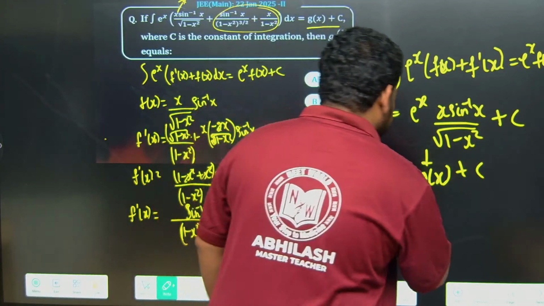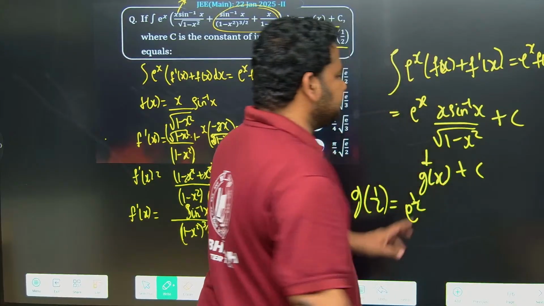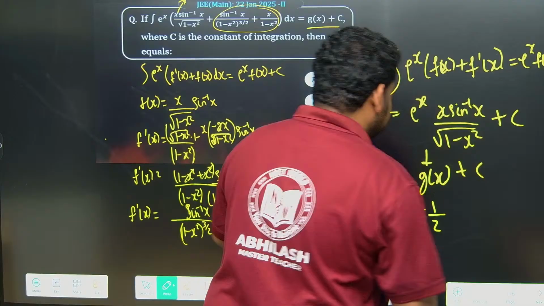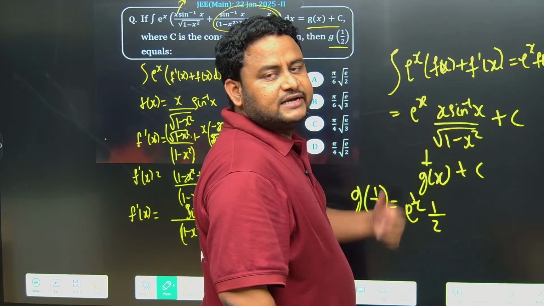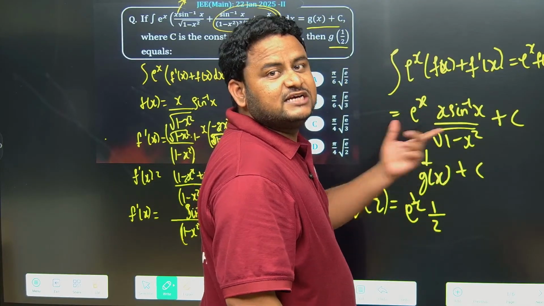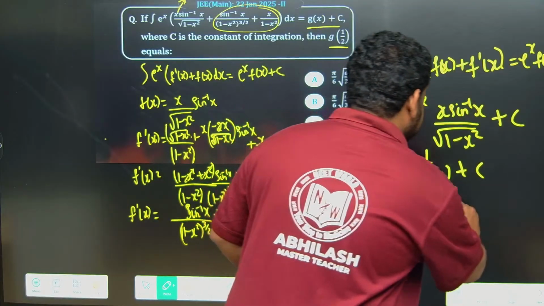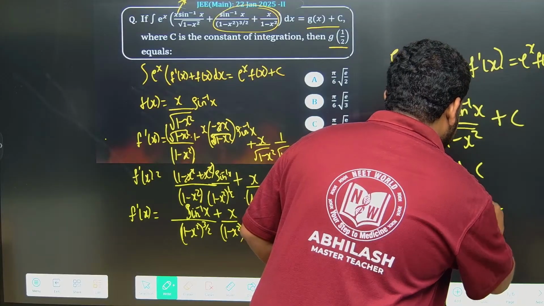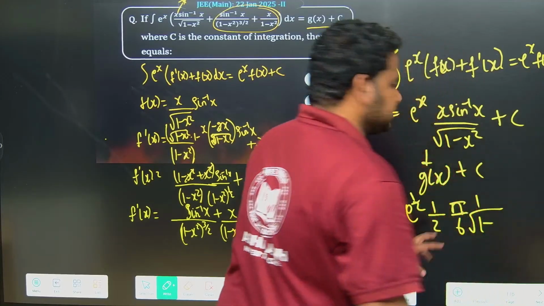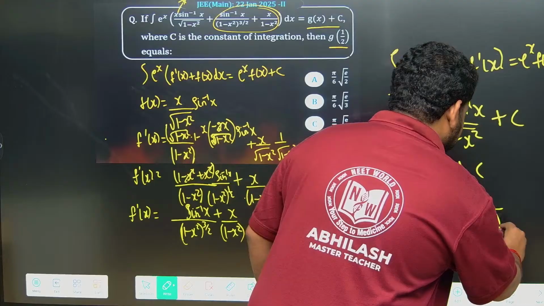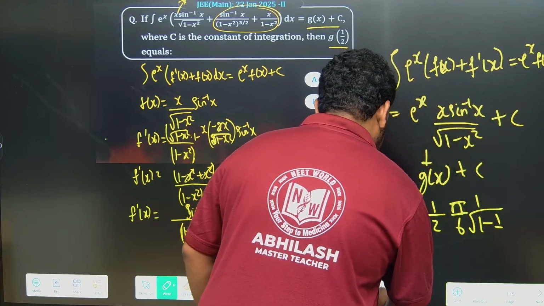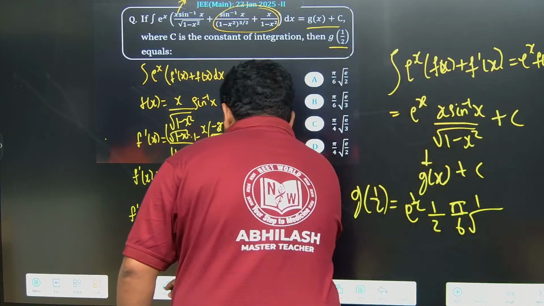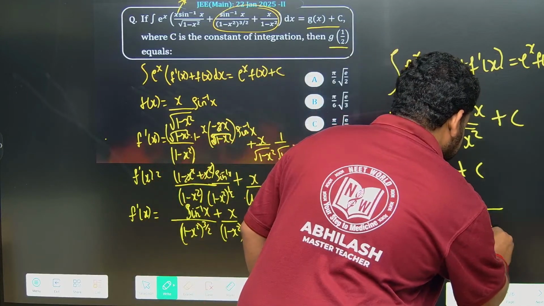So this e power x will become e power 1 by 2. Sin inverse of 1 by 2, x is there, so it will become 1 by 2. Sin inverse of 1 by 2 is nothing but pi by 6, since sin 30 is 1 by 2. This is divided by square root of 1 minus x square, where x square is 1 by 4. If I simplify, I'll get it as 3 by 4.